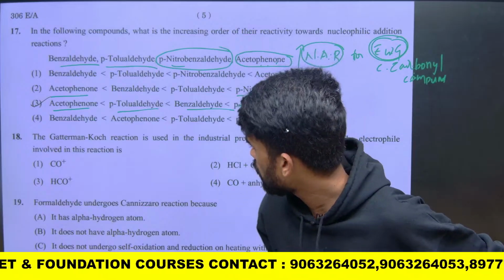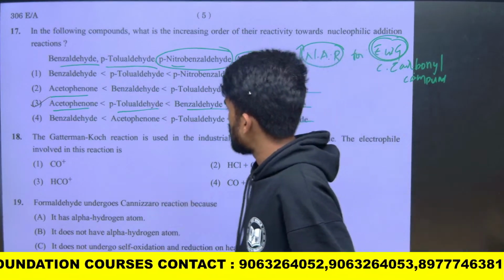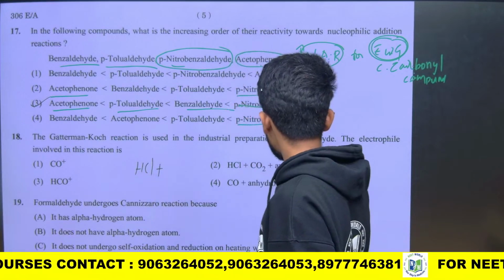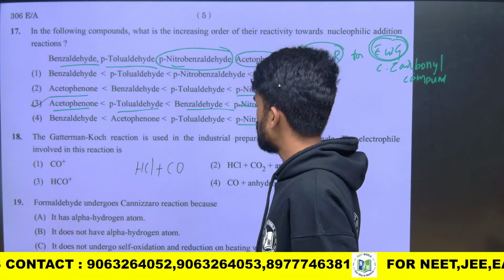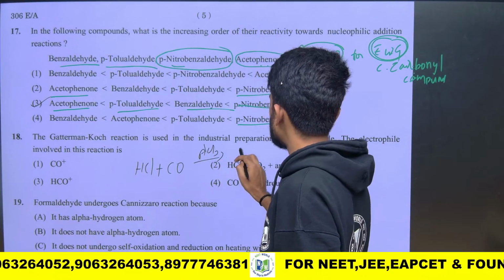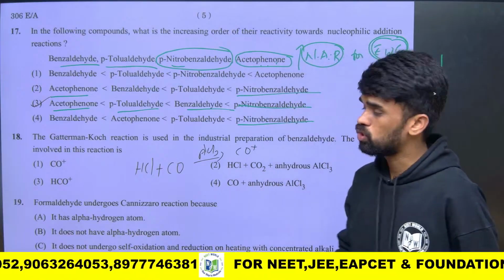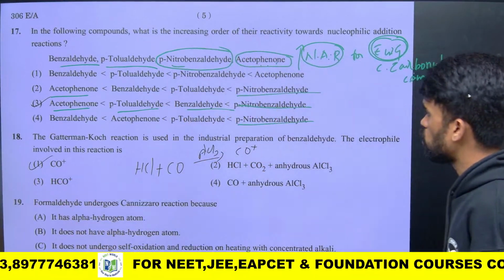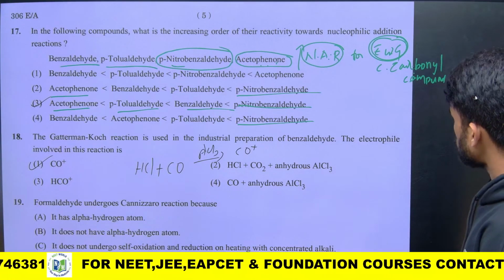That's it. Now, in the Gattermann-Koch reaction, what will we be using? We will be using HCl plus CO in the presence of AlCl3. This creates CO plus as the electrophile. So we have CO plus as the electrophile in this case. So you can go with option 1.